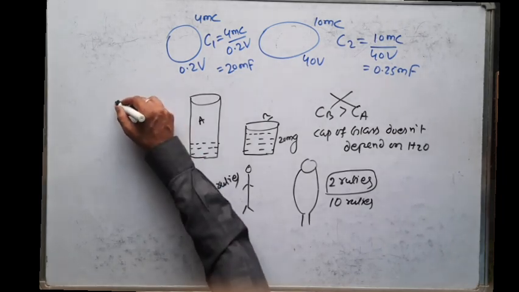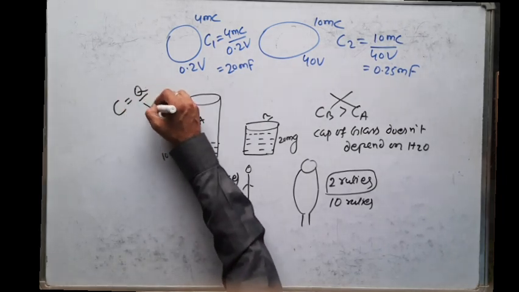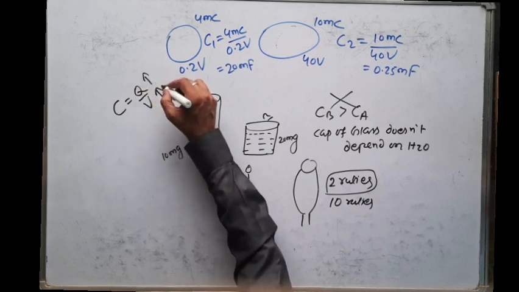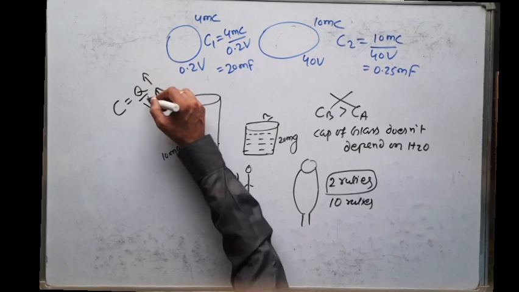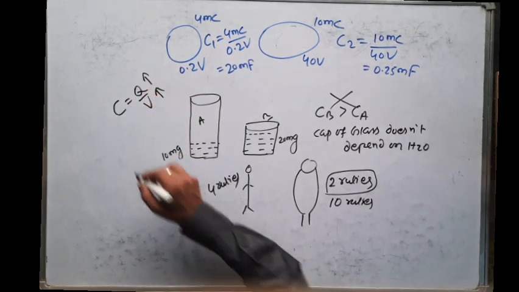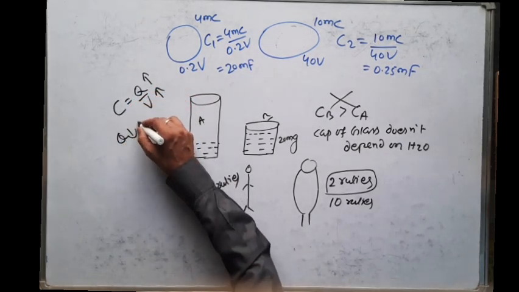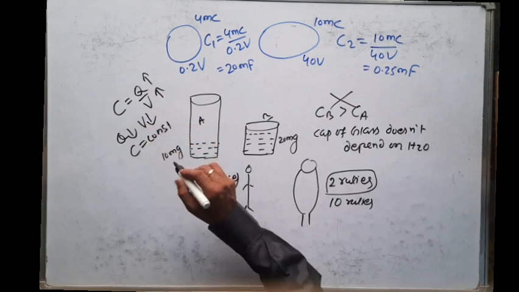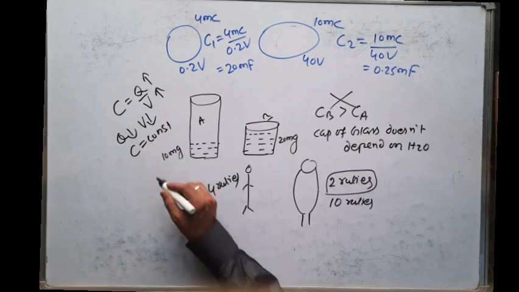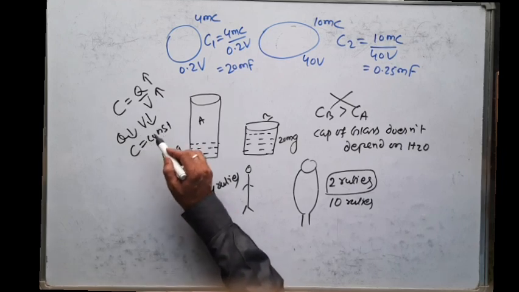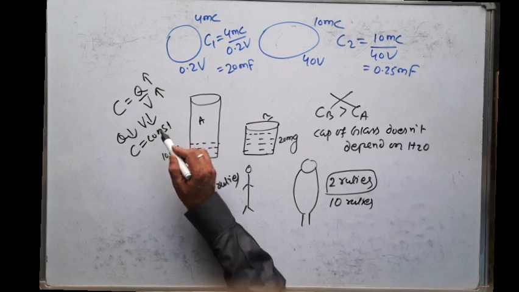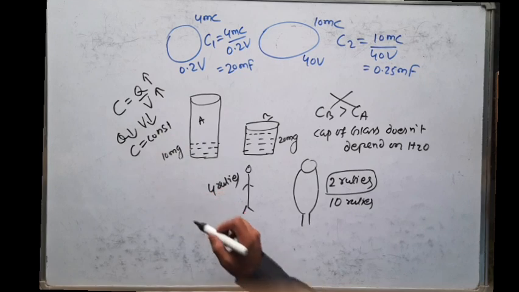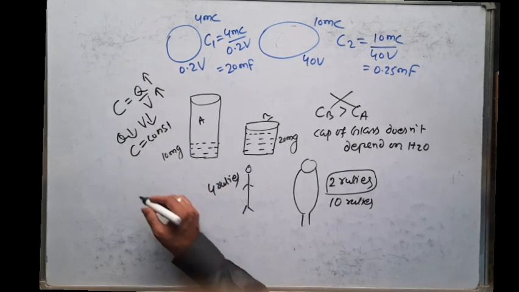So what is my point of discussion here? You see, we know capacitance is equal to Q by V. If Q increases, V also increases, so that the ratio between Q and V remains constant. And if Q decreases, V also decreases, so that capacitance remains constant. So the capacitance of a conductor does not depend upon the change in charge and change in potential. This is very important.